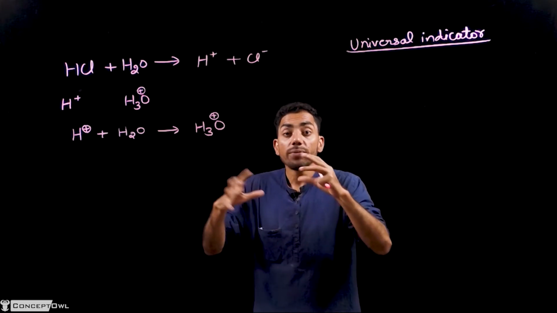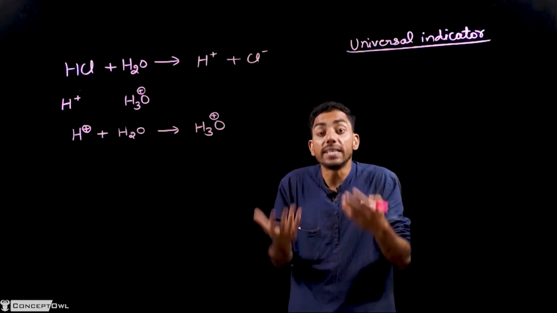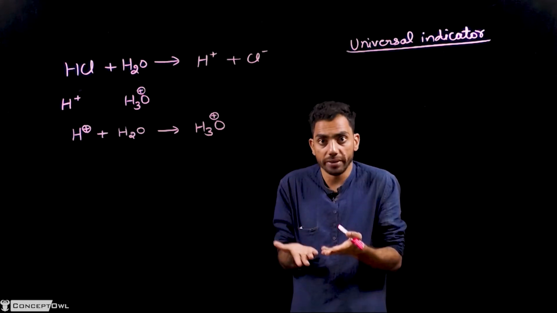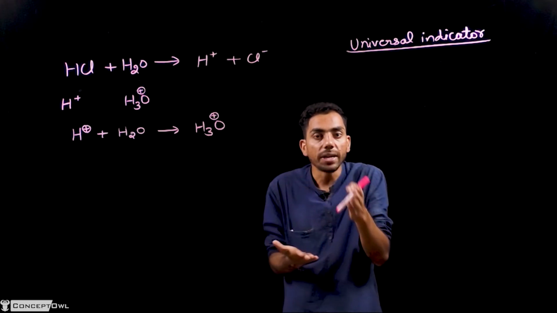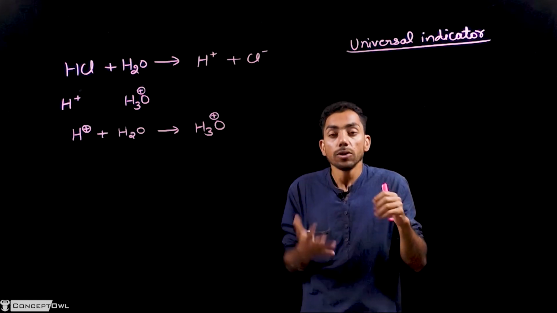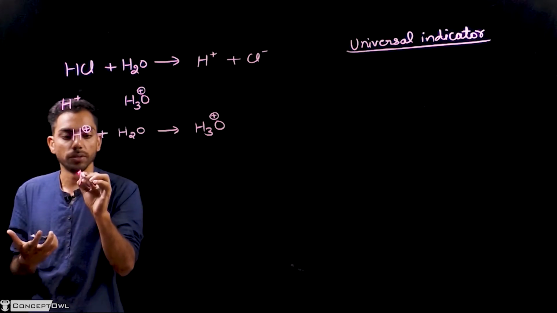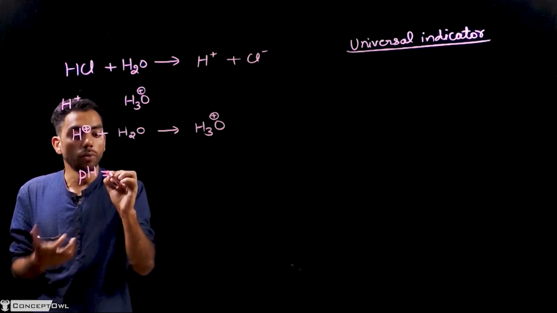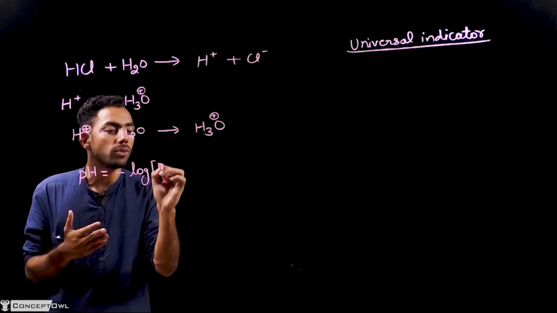strength, but if you have to check the strength quantitatively, meaning how much stronger a particular acid is than another one, we need to check the pH. What is pH? pH calculates the H positive ion concentration. So the formula for pH is minus log H positive ion concentration.